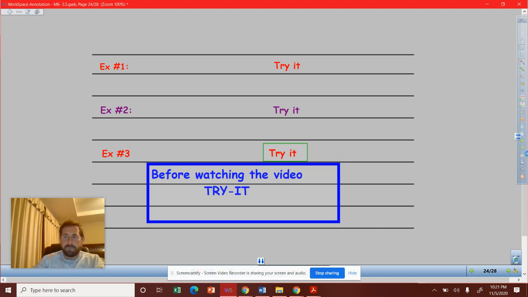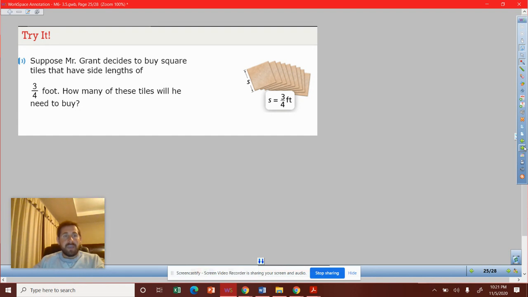Let's look at our triad problem for number 3. So same thing, Mr. Grant working with his place. Mr. Grant decides to buy square tiles that have a side length of 3/4 of a foot rather than the 1/3. How many of these tiles will he need to buy? So we still are working with the same equation. We've got 27 divided by s squared.